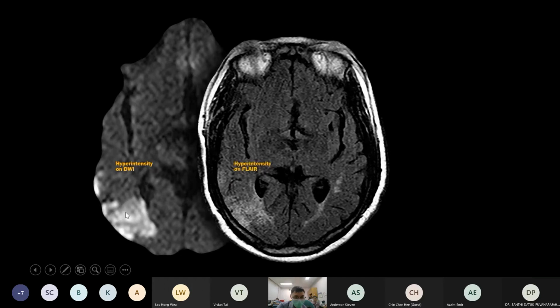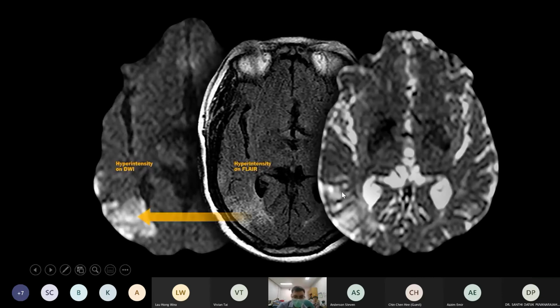So you want to confirm whether this is true diffusion restriction, you look at ADC. So what happened in ADC? ADC is also bright. So if ADC is bright and DWI is also bright, then you know that this is just T2 shine through because of the T2 of the FLAIR sequence hyperintensity. This is not a true diffusion restriction.